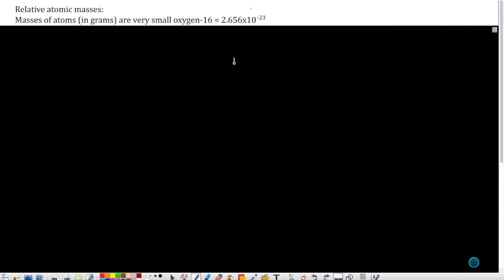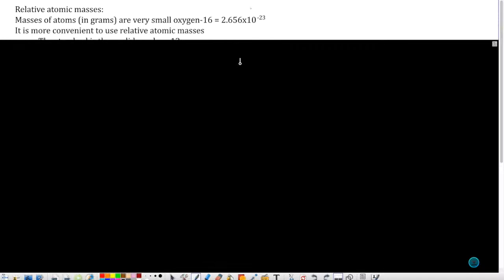The next thing we're going to talk about is relative atomic mass. Masses of atoms in grams are very, very small, like nonsensically small. For example, an atom of oxygen-16 has a mass of 2.656 times 10 to the minus 23 kilograms. What? That's awful. 10 to the minus 23? That doesn't mean anything. So in our minds, it's more convenient to use a relative scale.